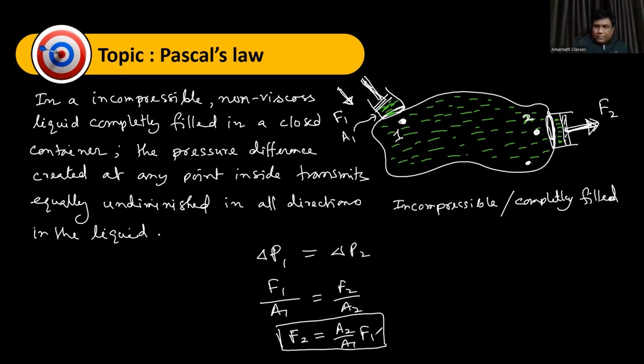I have applied force F1. If A2, the area of the second piston, is very much greater than A1, say A1 is one square millimeter and A2 is ten square centimeters, the area is very high. So obviously the force will also be high. Then F2 will be very, very high, so the technique can be used as a force multiplier. We can generate a large amount of force using this technique.